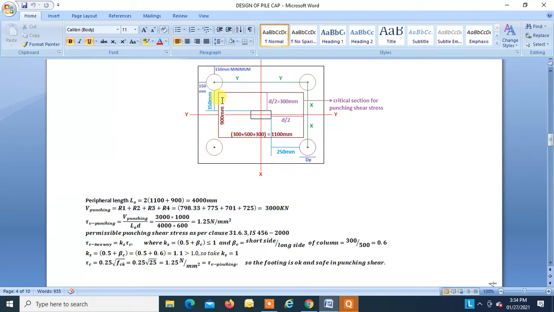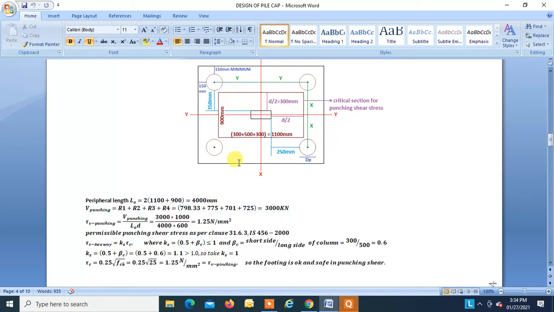The peripheral length of this section is, this is 300, this is 300, this is 500, so that is equal to 1100 mm. This is 300, this is 300, and the width of the column is 300, so this is 900 mm. So 900 plus 900 plus 1100 plus 1100, that is equal to 4000 mm.